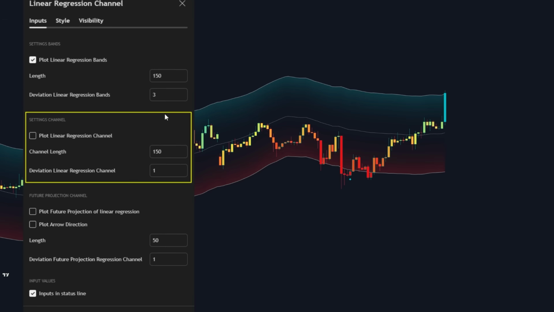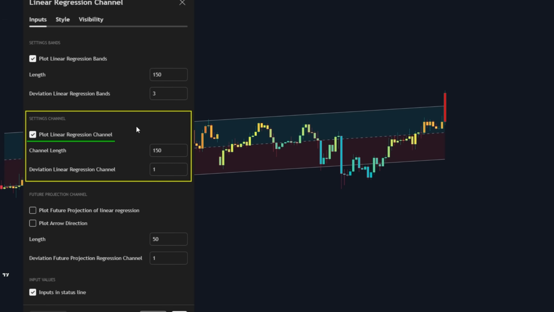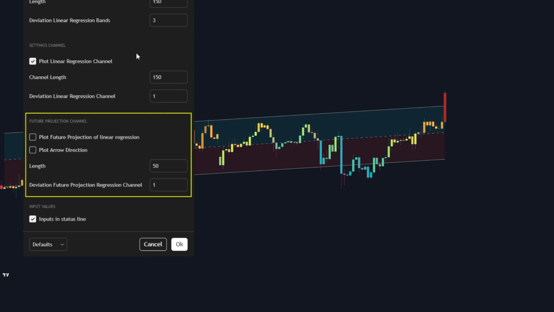In the settings channel section, you'll find plot linear regression channel unchecked initially. Enable this to display the central trend channel. This section includes its own channel length at 150 and deviation linear regression channel at 1, governing its historical lookback and width dimensions. Scroll to the future projection channel area where both plot future projection of linear regression and plot arrow direction start unchecked.